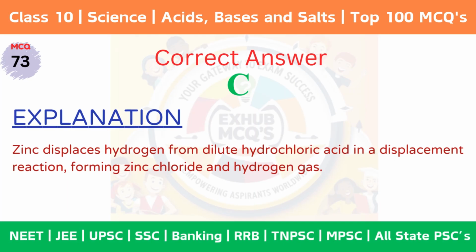The correct answer is option C, displacement. Explanation: zinc reacts with dilute HCl in a displacement reaction to form zinc chloride and hydrogen gas. Zinc displaces hydrogen from the acid.